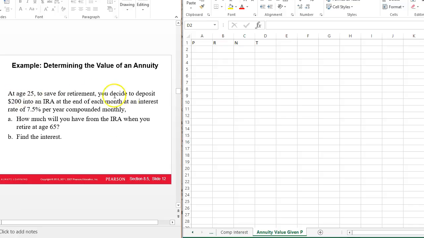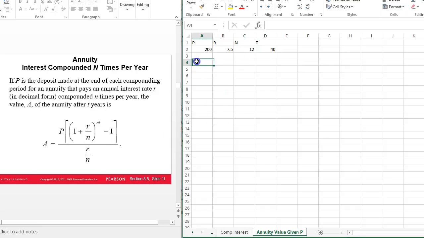So at 25, we're going to decide to deposit 200, that's P, into an IRA that pays 7.5%, compounded monthly. So again, we talked about how 12 is used so much in this stuff. And then how much will you have when you retire at the age of 65? That's 40 years. Okay, now let's go back to the formula.